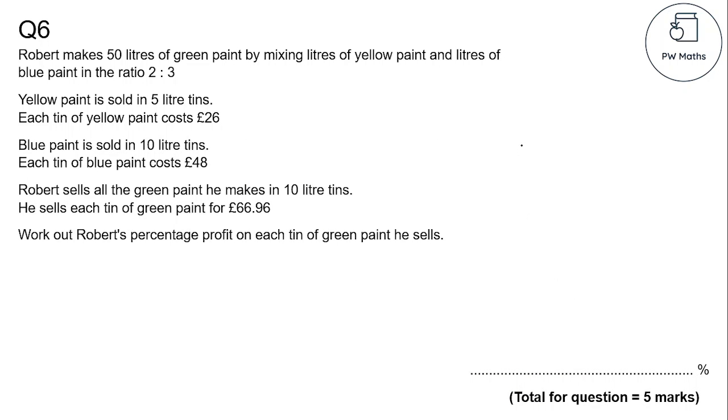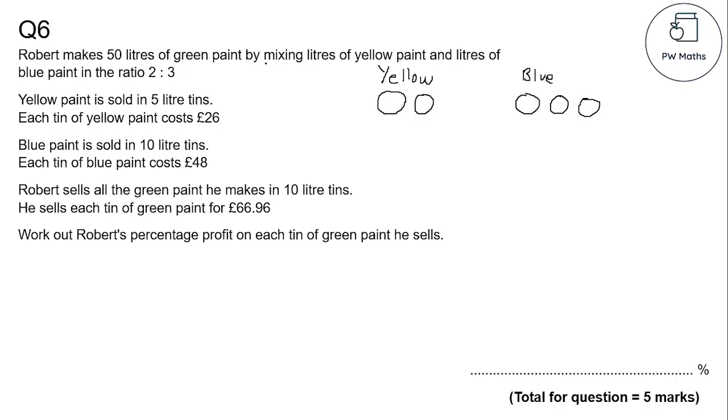The second question, we have a question on percentage profit. As we read the question, let's make sense of it. Rob Blake makes 50 litres of green paint by mixing litres of yellow paint and litres of blue paint in the ratio 2:3. Yellow, blue. I always like to draw circles to make sense of this. We've got 2 circles for the yellow because that's the first one mentioned, and 3 circles for the blue.